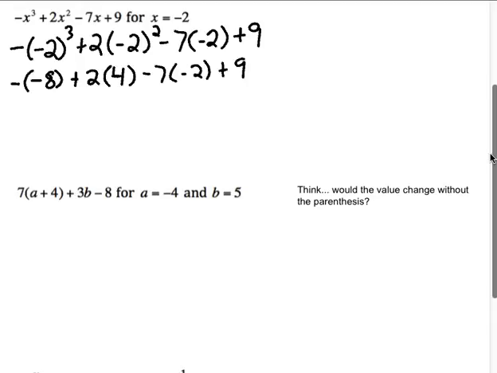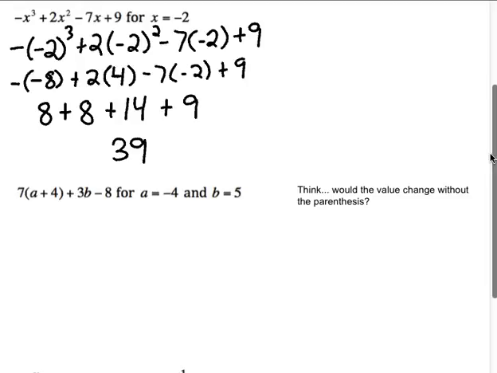Now the next step is multiplication. So when I'm multiplying, the negative of a -8 is a +8. 2 times 4 is 8. -7 times -2 is +14, and then 9. So now I've taken care of all of my exponents. I've taken care of all of my multiplying. Now all I have to do is add down the line. 8 plus 14 plus 9 gives me a 39.